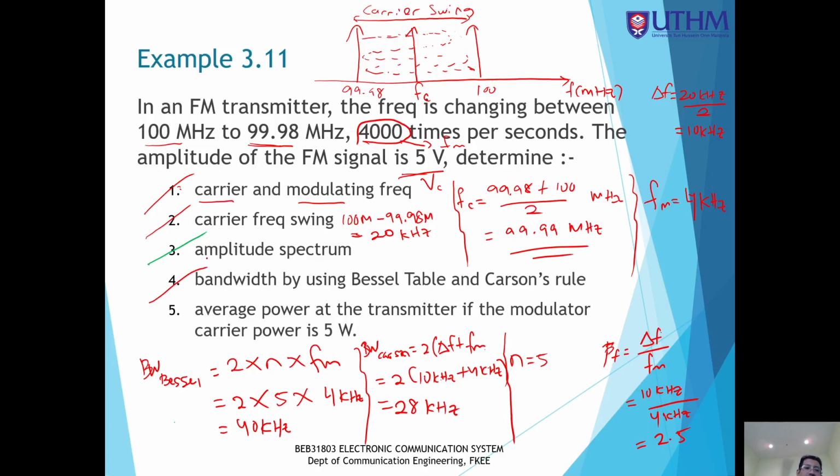Okay, and then what? Average power at the transmitter if the modulated carrier power is 5 watt.